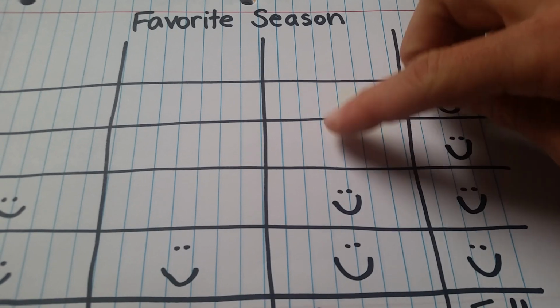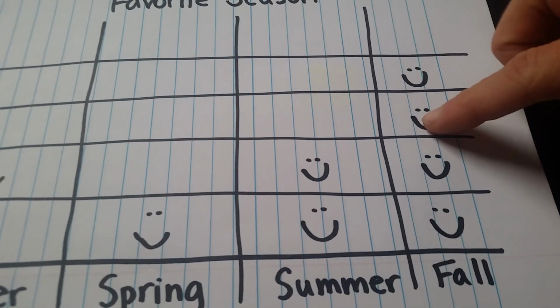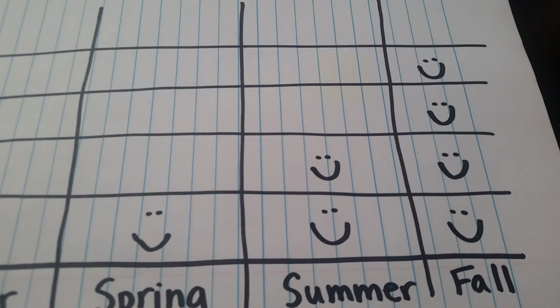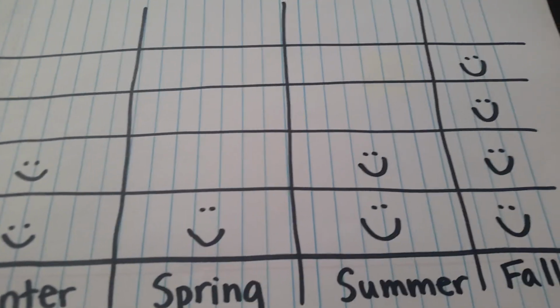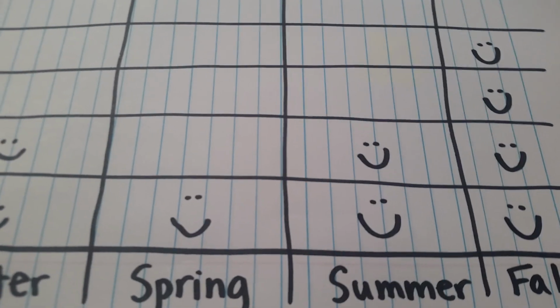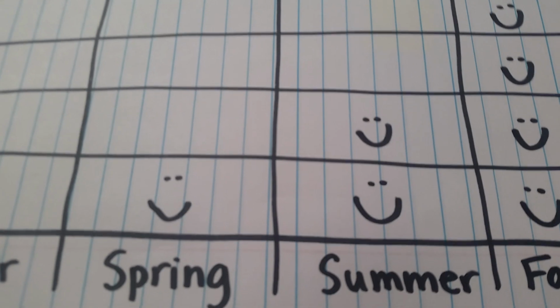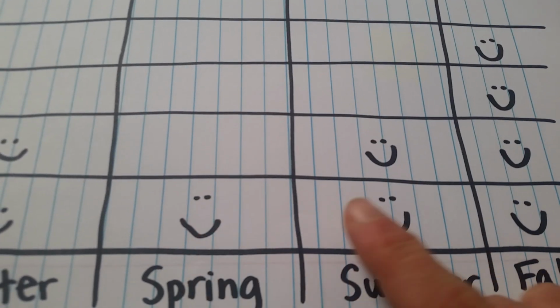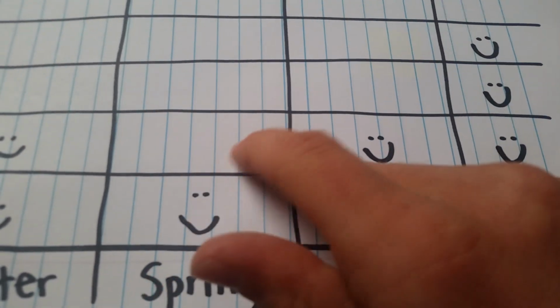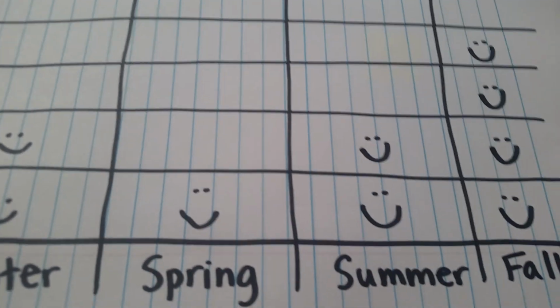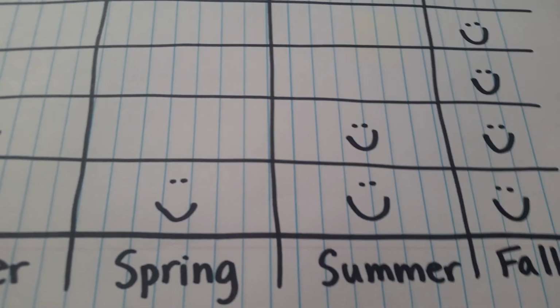So I can see 1, 2 more people like fall than like summer. So that's the more than. We could also say fewer than or less than. So we would say how many fewer people like spring than summer. Again, that's asking for the difference. 1 fewer person likes spring than summer.